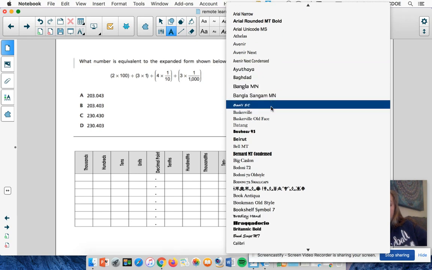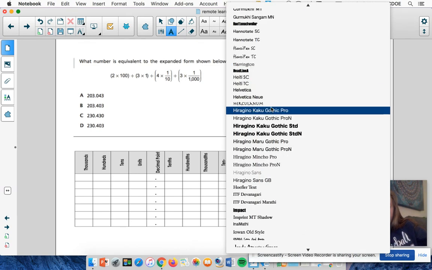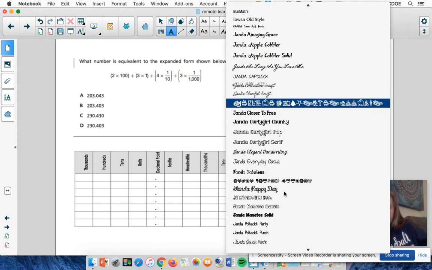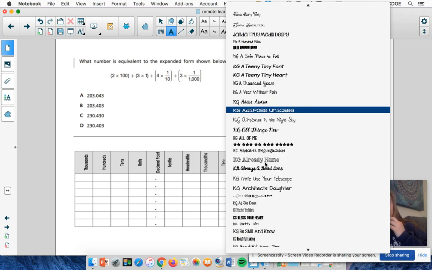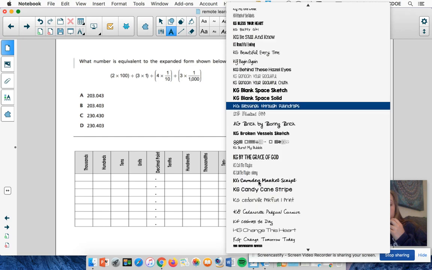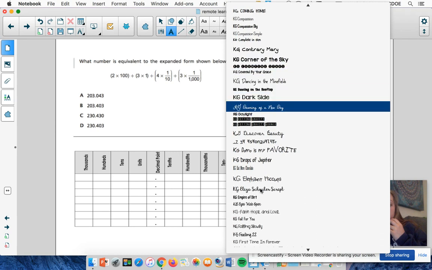I'm going to pick a nice font that I like, because you know I'm all about my fonts. All right, maybe we'll get on the same. No, we're not going to stop moving.